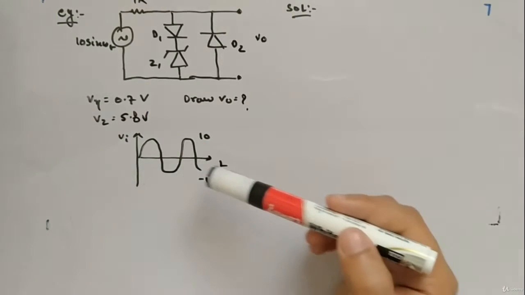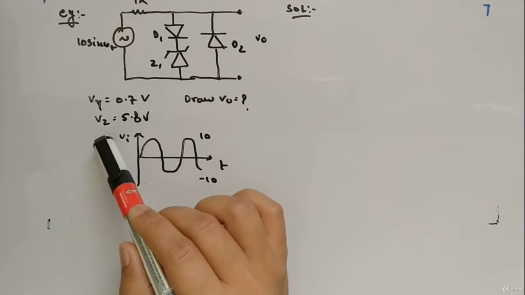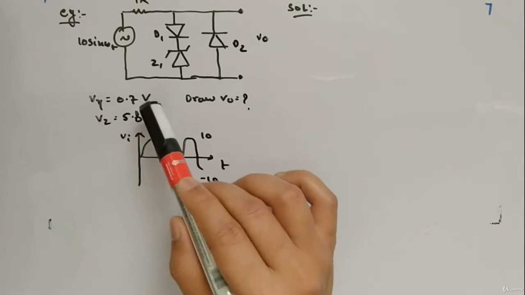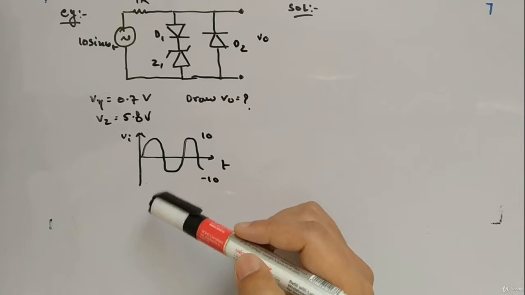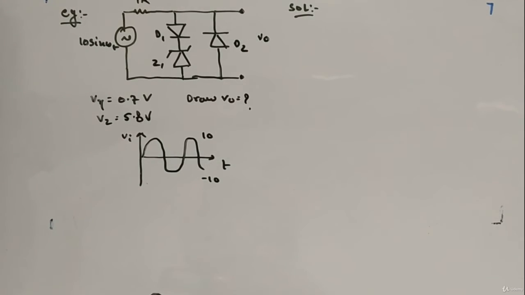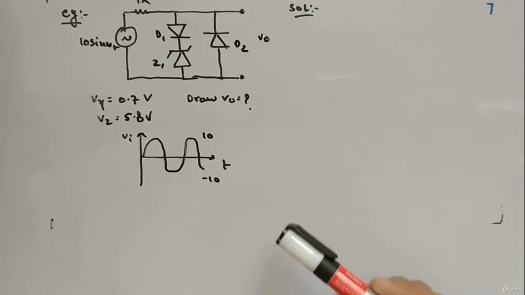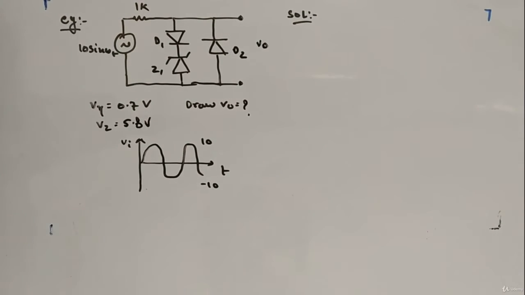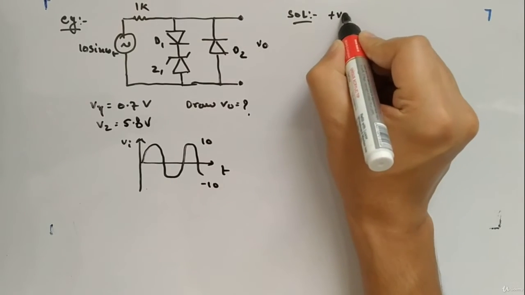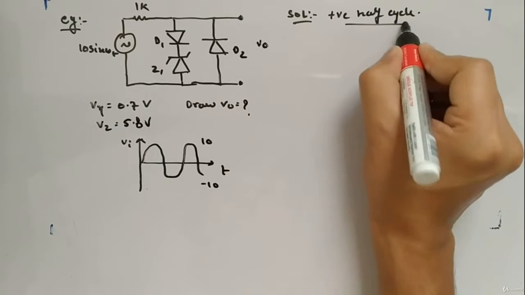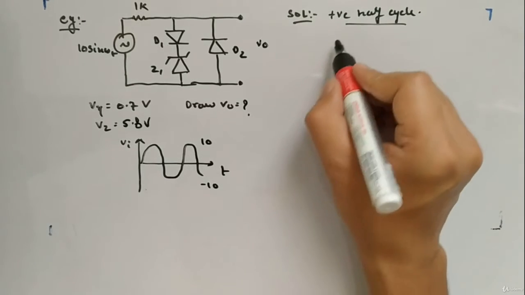It's a sinusoidal signal, and V gamma for both the diodes, D1 and D2, is 0.7 volts when in forward bias, and the Zener voltage for the Zener diode is 5.8 volt. We have to draw the curve of V naught. So first we will see the positive half cycle. For the positive half cycle, D2 will be off.